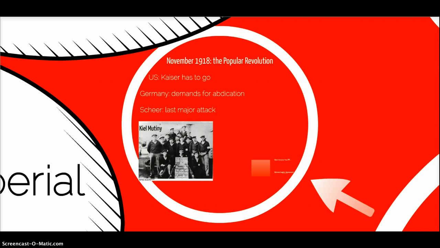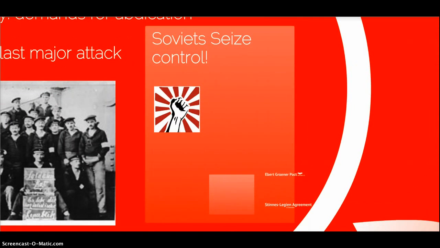Well, this is not greeted with any enthusiasm by German sailors, and they mutiny against their officers at Wilhelmshaven. This is the Kiel Mutiny, a mutiny of the sailors against their officers. They refuse to obey orders. What happens now is the Soviets seize control within Germany. What are the Soviets? The Soviets are councils which are elected by factory workers, sailors, and soldiers. So these are councils elected by the common people, and they start to take control throughout Germany.